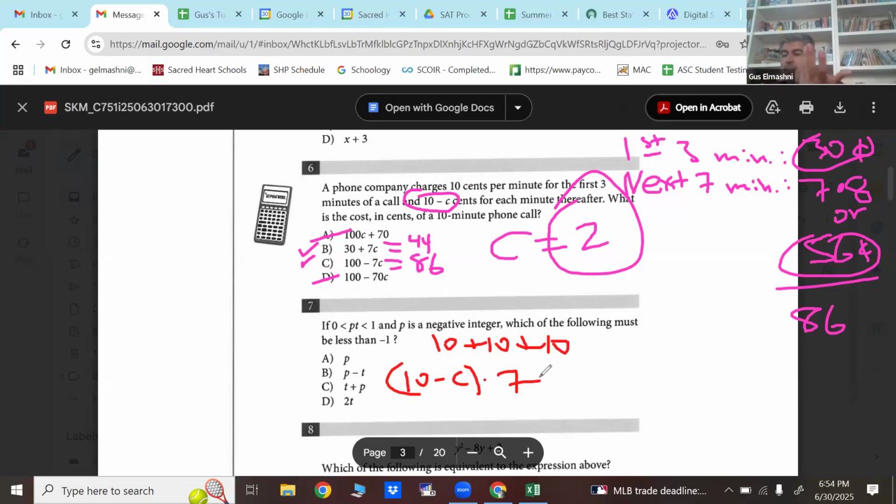Just make up a number for C. And why did I have 8? Because 10 minus 2 is 8. So the first 3 minutes is 30 cents. The next 7 minutes was 7 times 8, which is 56. Add 30 to 56, I get 86. And then you're committed to C being 2. Plug in 2 in each choice. Which one gives me 86? Clearly C does. So that's how that works.